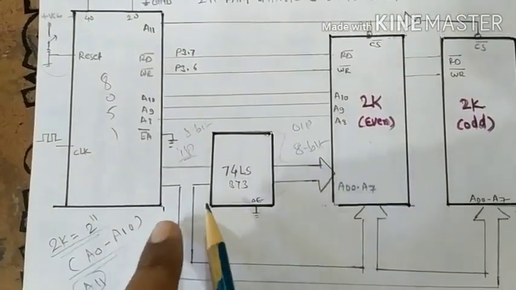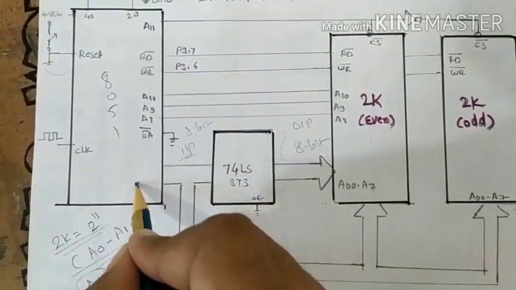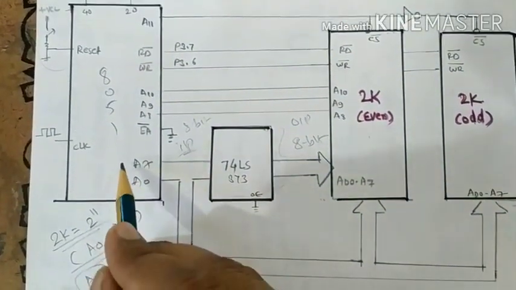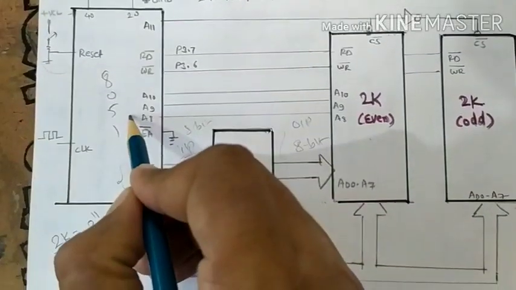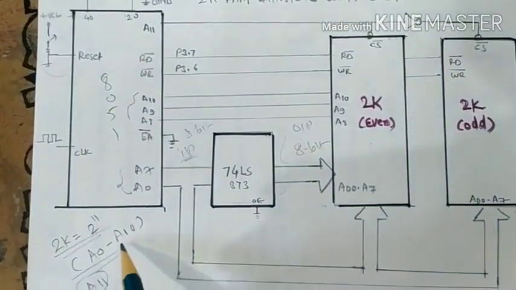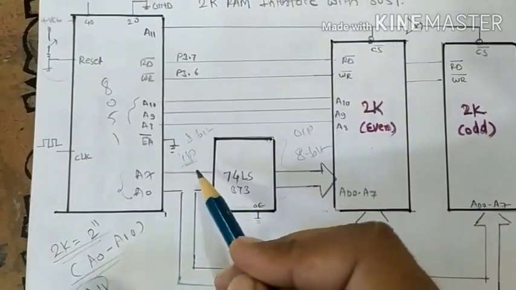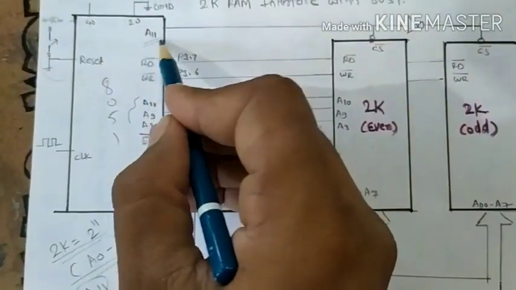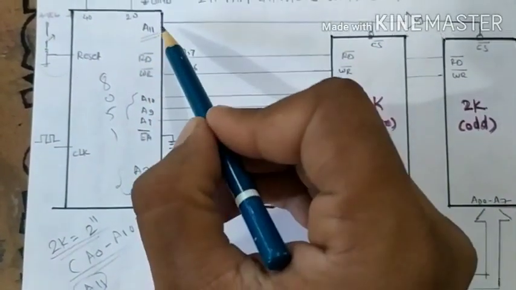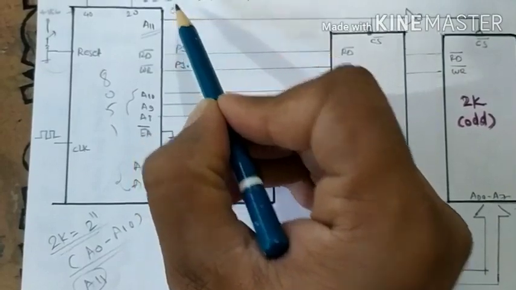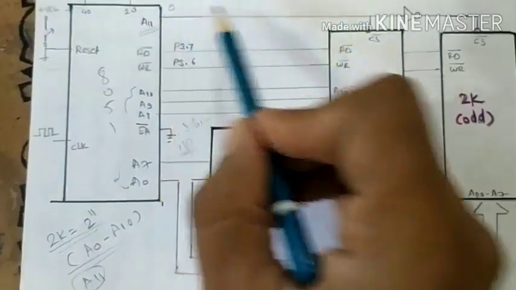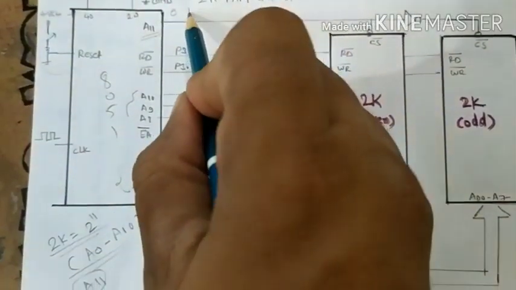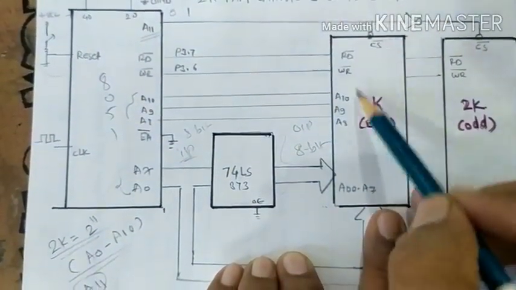See, first this is A0 to A7. A0 to A7 means it is the first 8 bits, and after that A8 to A10. This is the second, higher part, so only 3 bits are present here. Okay, so now see A11 as a selector. If we put 0 here, it goes to CS bar. CS bar means 0 selects this even 2K RAM. If we put 1, this will not be selected.